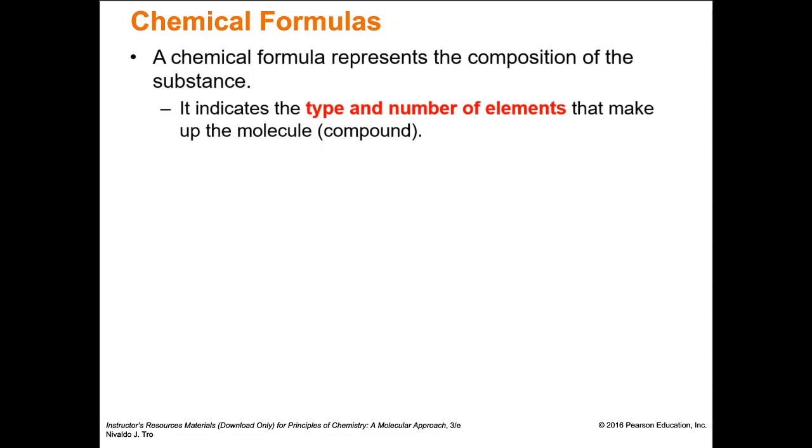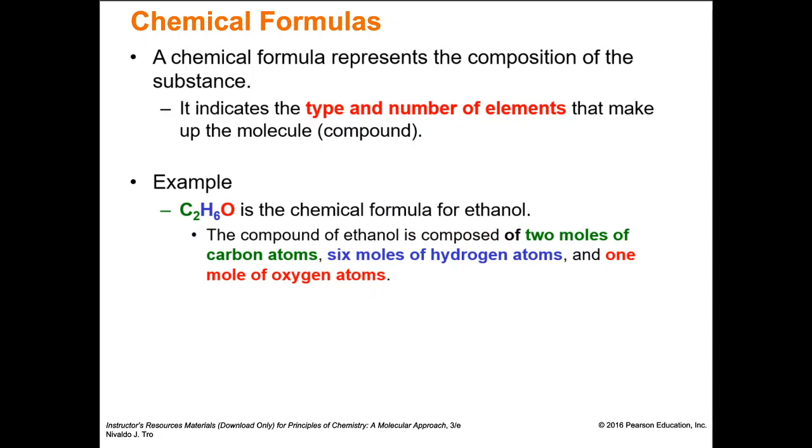Okay, and one way we represent chemical compounds is through a chemical formula. So a chemical formula represents the composition of a substance. So it indicates the type and the number of the elements that make up the molecule. So it's going to tell us what's there and how many. So an example here, C2H6O. This is the chemical formula for ethanol. Not really important what it is. Just here's an example of a chemical formula.